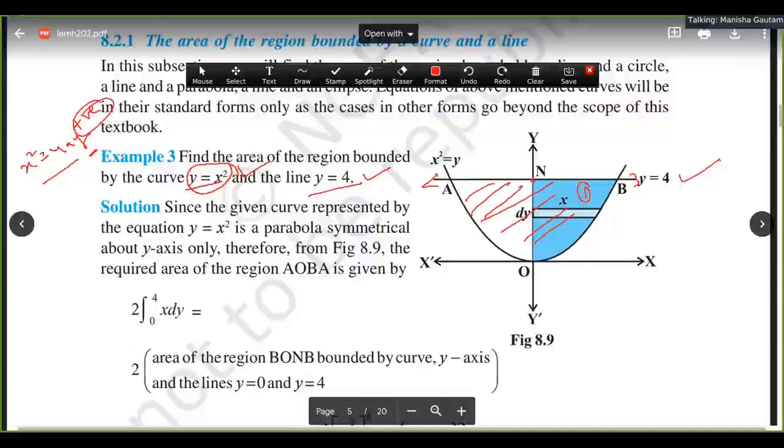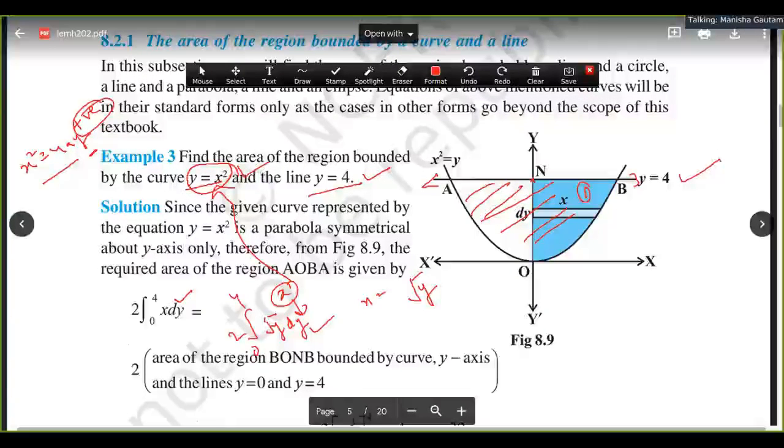So here we have taken the strip parallel to the x-axis, x into dy. X into dy means you have to put the value of x in the form of y. From where do you take the value? From the curve. The value of x will be equal to root y. Now put x is equal to root y, so that is root y dy, and 2 times. Now you can integrate it and put the limit from 0 to 4. You will get the answer.